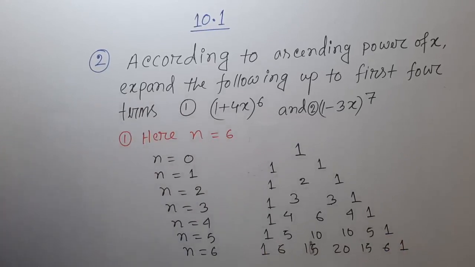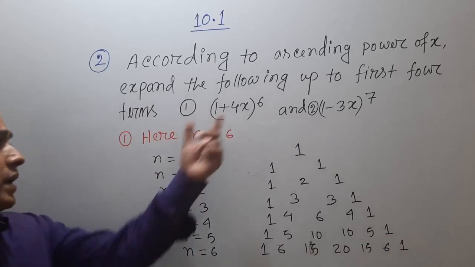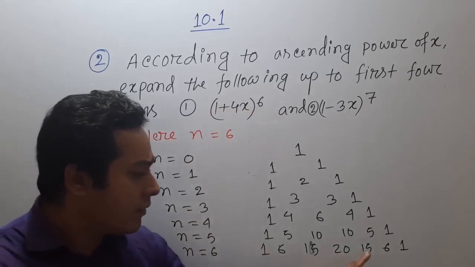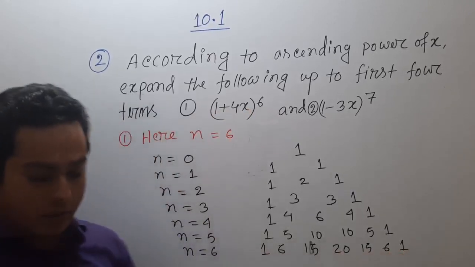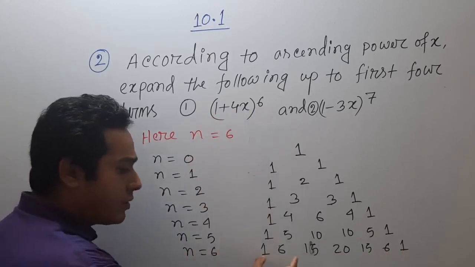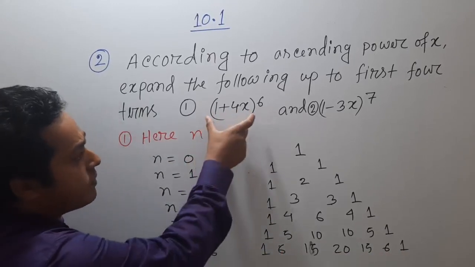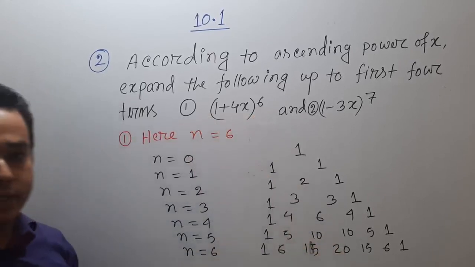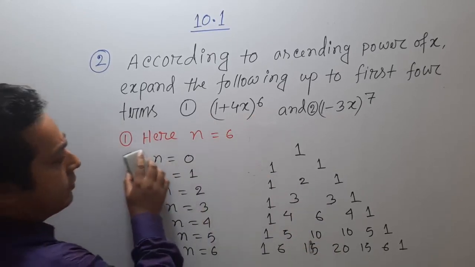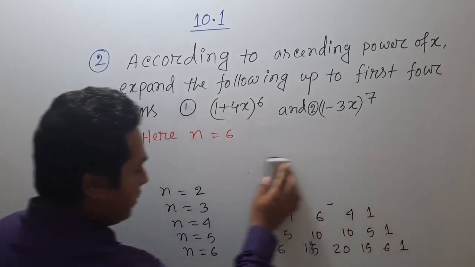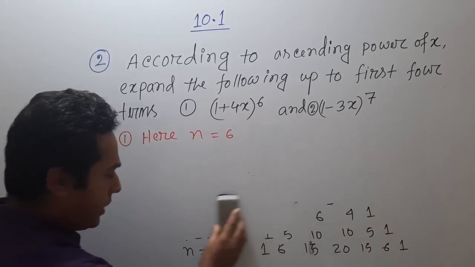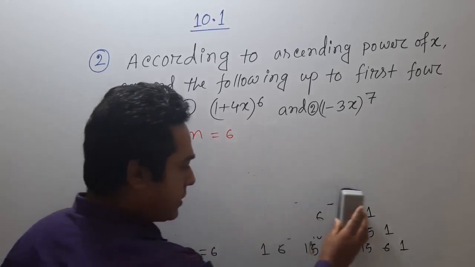Okay, already we have got the coefficients for n is equal to 6: 1, 6, 15, 20, 15, 6 and 1. So how can we expand this using these coefficients? Here there is no need for n is equal to 0 to 5, we only need n is equal to 6.